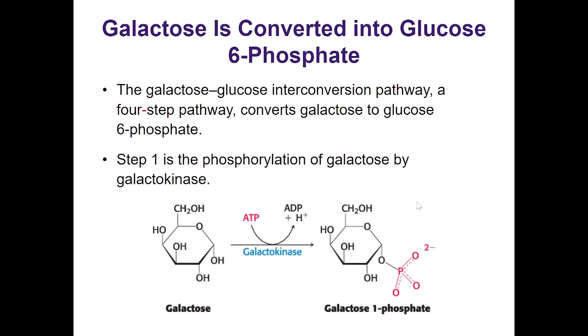Step 1 is going to be the phosphorylation of galactose by galactokinase. And remember our galactokinase, we're transferring a phosphate onto galactose, right? And that will give us our galactose 1-phosphate. Everybody see that okay?